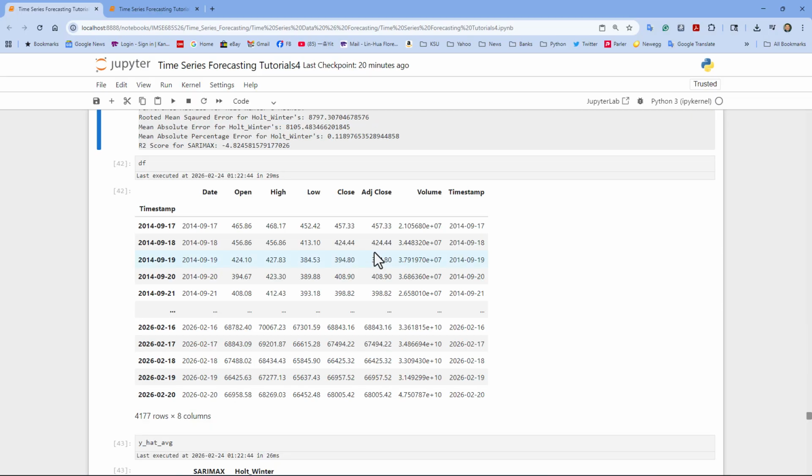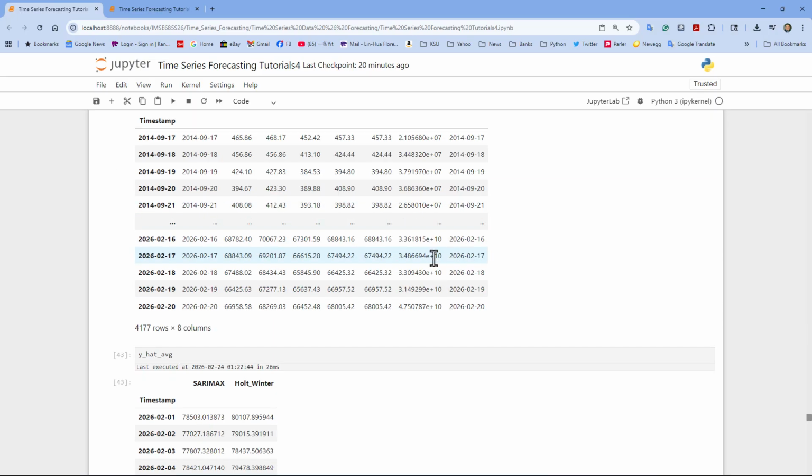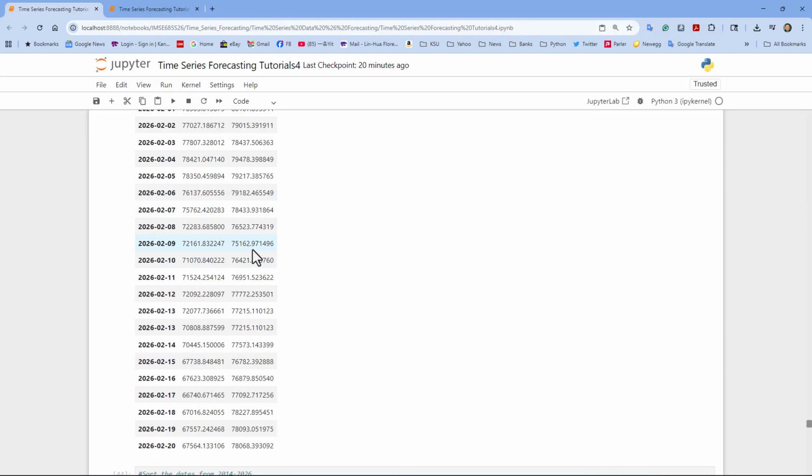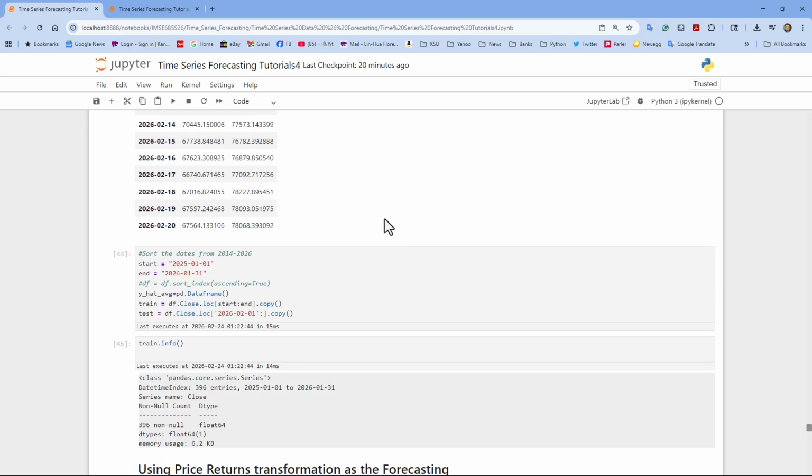Reviewing the data set again, this is the original data set I had, and these are the forecasts for the SARIMAX model and the Holt-Winters method. So far, there's not too much of a surprise. I think the SARIMAX method is a little bit better. So now we can see if we can improve this even further.